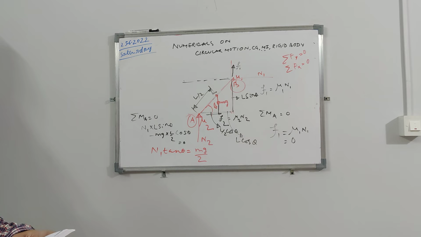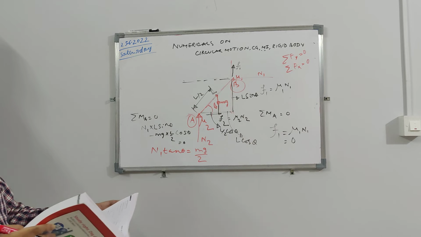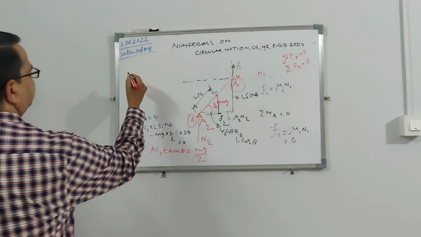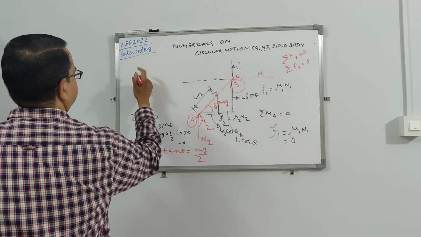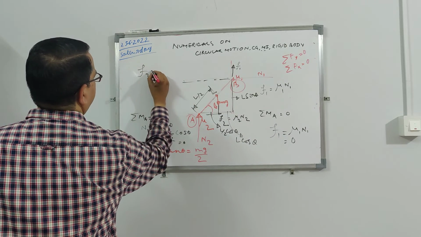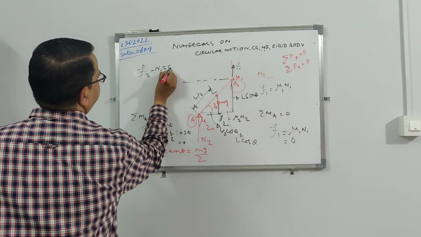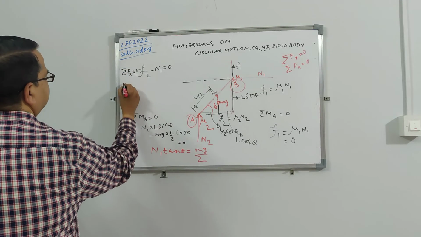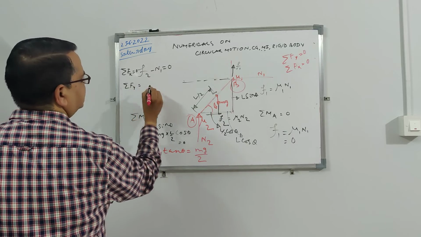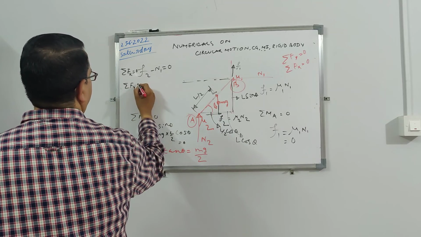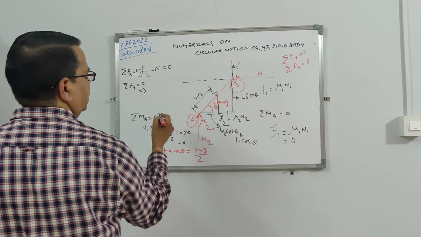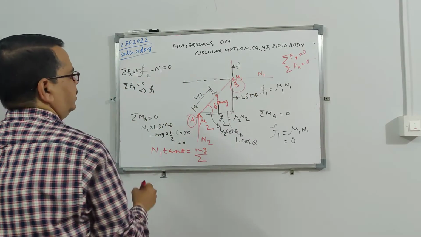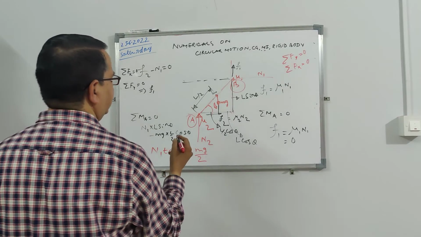So in horizontal, your N1 and F2 are acting. So F2 minus N1 is equal to 0, right? That is in the horizontal direction. Similarly, in the vertical direction, your F1 is acting. But F1 is 0. No, but let us write it first.